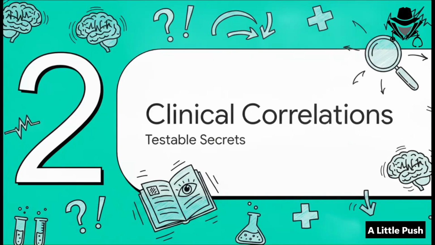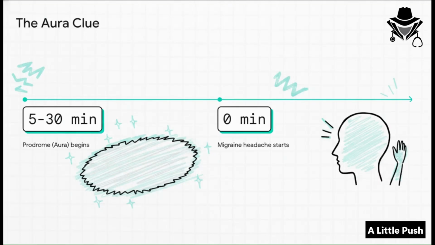Section 2. High-yield clinical correlations, testable secrets. Now that we've got the diagnosis locked down, let's talk about those testable secrets that examiners just love to weave into vignettes. Our first secret is the aura clue. Check this out. About 1/3 of migraine patients experience a prodrome, an aura, that typically kicks off 5 to 30 minutes before the actual headache hits.